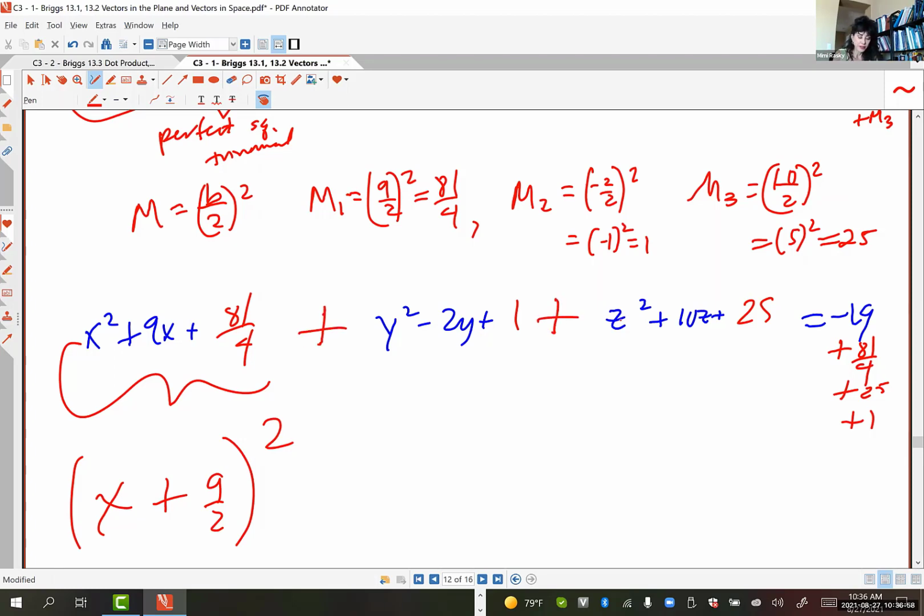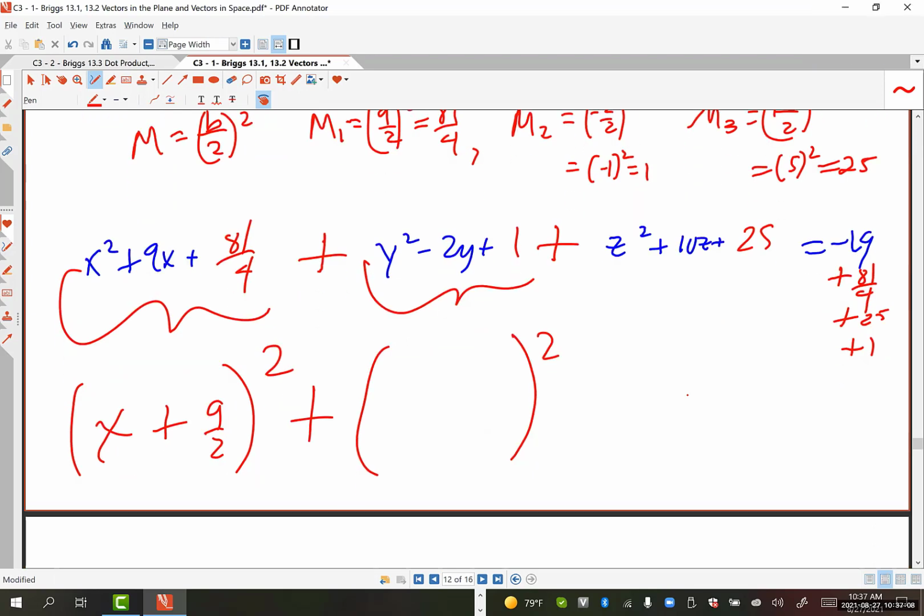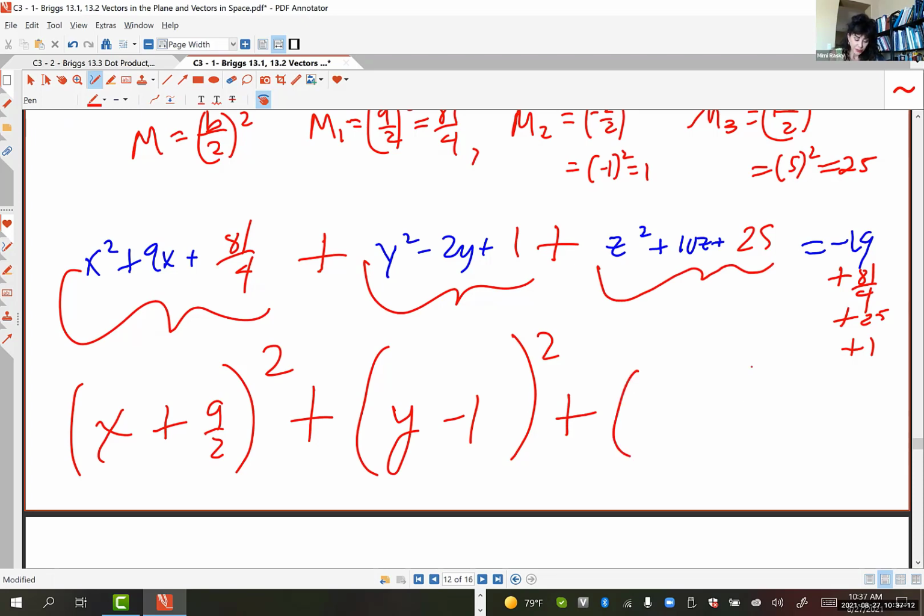A little bit plus signs here. Plus, what does this guy factor as? y minus 1 squared. And then how about that last trinomial? z plus 5. And now get out a calculator and add up all those wacky numbers on the right, and I get a weird fraction, 109/4.